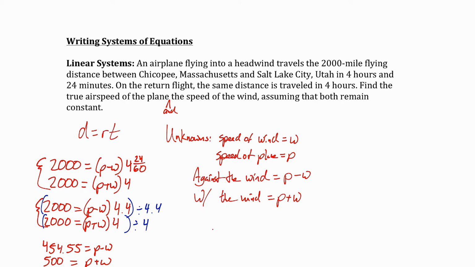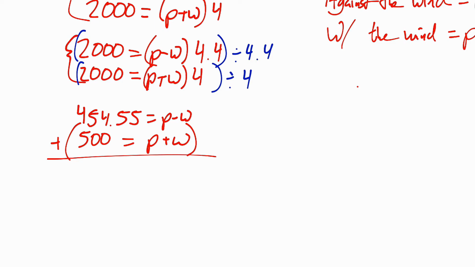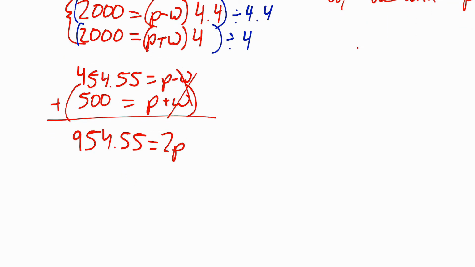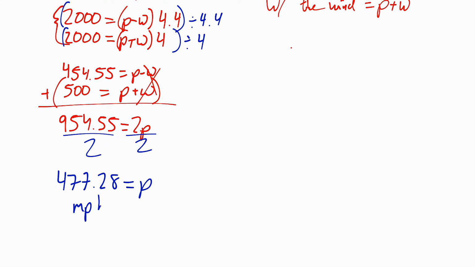Now this is set up so we can just add these two together, and it'll cancel out one of our variables. So we have 454.55 plus 500, which gives us 954.55. On the other side, P plus P gives us 2P, and negative W plus W cancels out, so we get just 0. Now to solve for the plane speed, we're going to divide both sides by 2, and we end up with a plane speed of about 477.28 miles per hour.